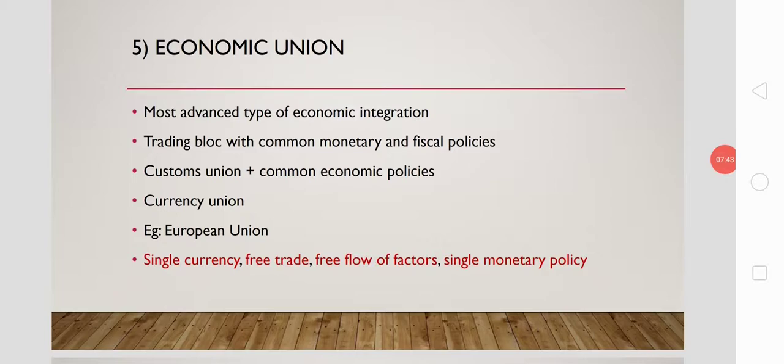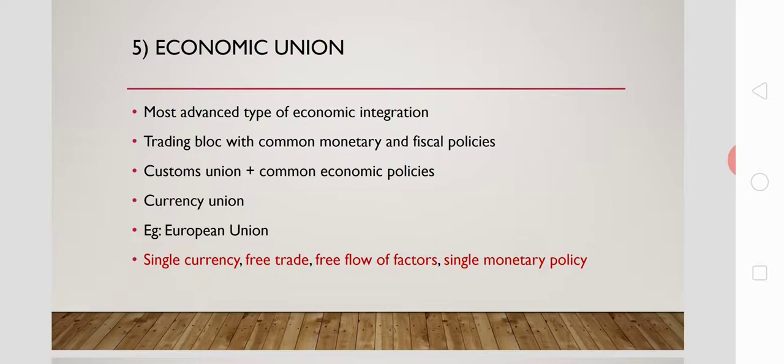The most advanced and final stage of economic integration is economic union. Economic union is primarily a trading bloc, primarily a customs union, with common monetary and fiscal policies. So in an economic union, generally, theoretically, monetary policies will be unified, fiscal policies will be single, and tariff policies will be single. The entire economic policies will be theoretically single in an economic union. So an economic union is formed in a customs union when common economic policies are in place. This is a currency union as well.